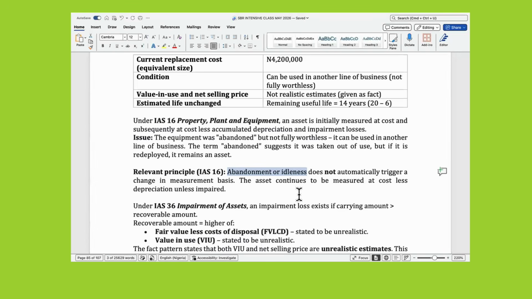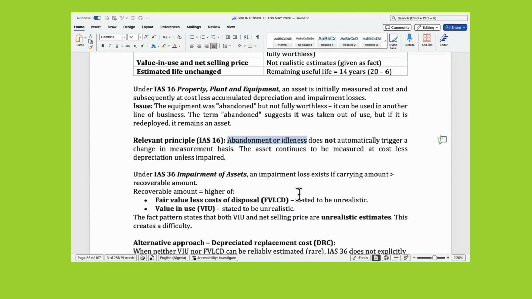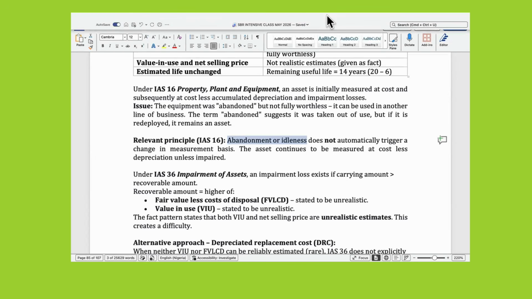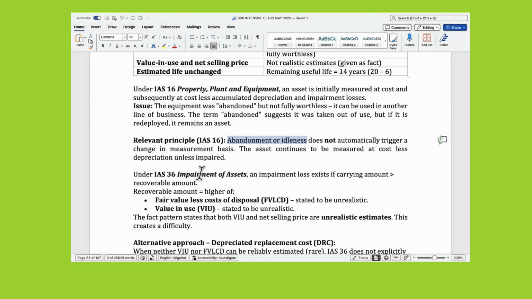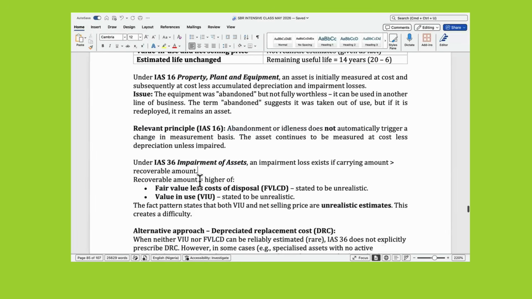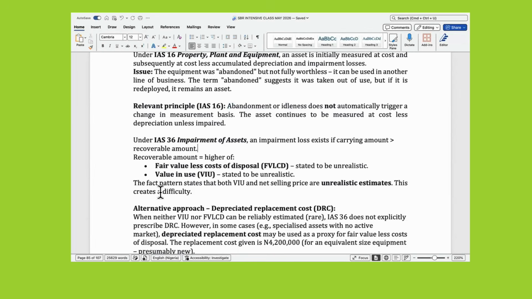So if it is impaired, you still continue to depreciate, right? But it will be based on the new value over the remaining useful life. So IAS 36 deals with impairment. So an impairment loss only exists if the carrying amount is higher than the recoverable amount. And recoverable amount is the higher of fair value less cost of disposal and value in use. But the question told us that both values are unrealistic estimates.